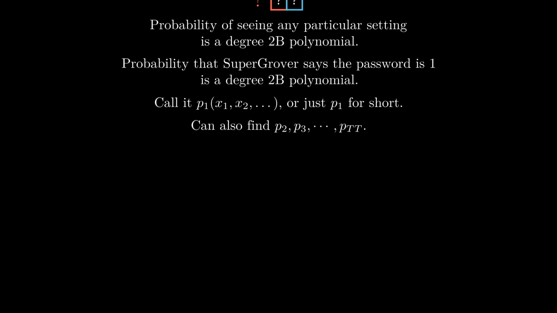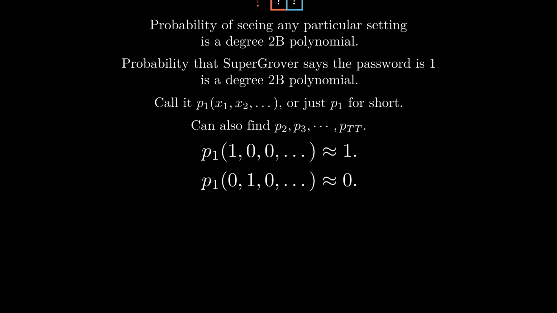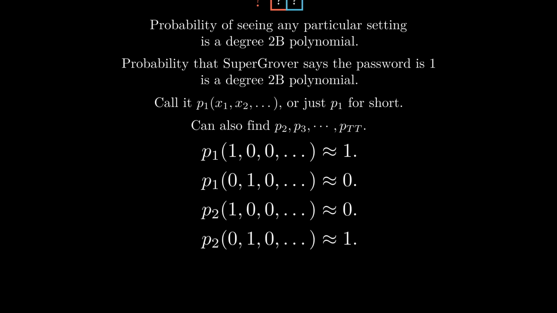Since we're assuming that SuperGrover does actually find the correct password, here is what we know about the polynomials. If we evaluate P1 with x1 equals 1 and all other x's equal to 0, then the answer should be really close to 1. Since if 1 is the only valid password, then SuperGrover should have a high probability of saying that password 1 is the correct password. If we evaluate P1 with x2 equals 1 and all other x's equal to 0, then the answer should be really close to 0, since SuperGrover should not be answering that password 1 is the correct answer. We can make similar statements about P2, P3, and all the other polynomials.